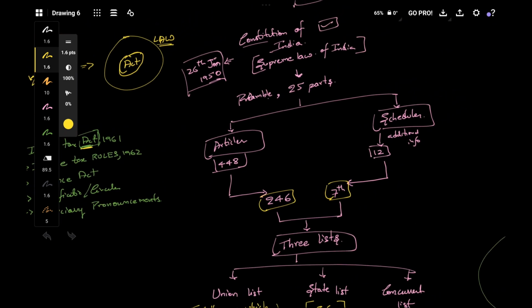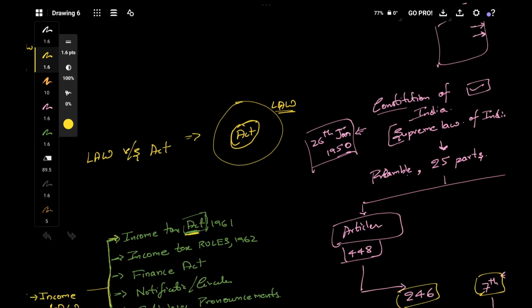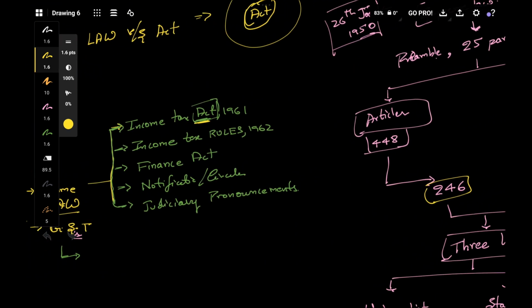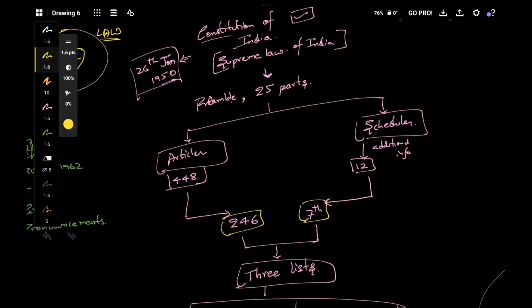In case of Income Tax Act, what's an act and what's a law? Law is a bigger term, act is a smaller, narrow term, and all these five things constitute income tax law. So let's move to the Constitution of India.